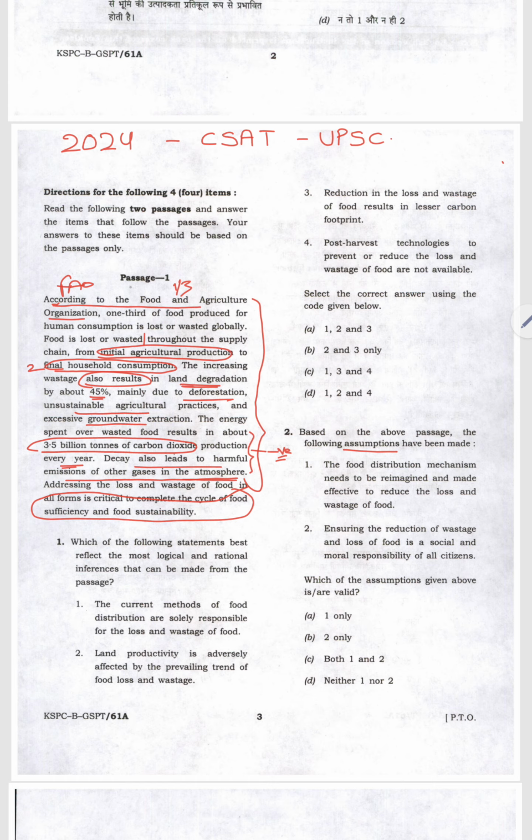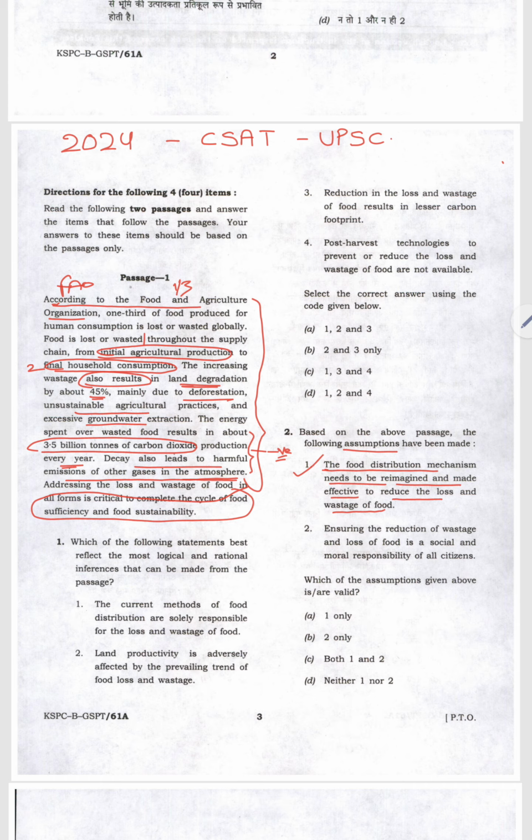Now this is the paragraph that I need to remember. Now directly let us come to the assumptions. Now you see, the food distribution mechanism needs to be reimagined and made effective to reduce the loss and wastage of food. Absolutely. You see, the entire paragraph is saying that only. What the author is assuming is that the distribution mechanism, whatever it is, has to be reimagined and made effective to reduce the wastage of food. That is what the paragraph is saying. So this is absolutely right.